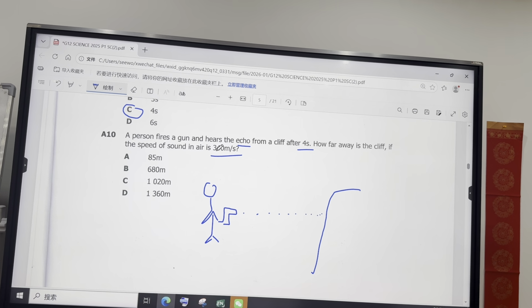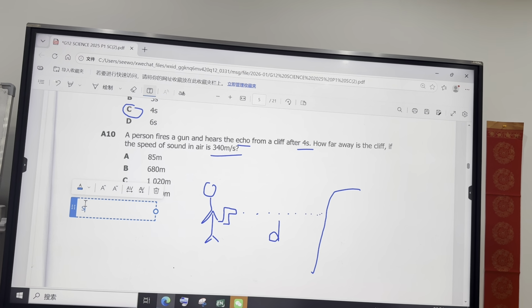They're saying they hear this echo 4 seconds later. So they fire a gun in the air, then sound is sent, then it reflects like that. The distance between the person and the cliff we're going to call D. Once this person fires the gun, sound is sent and covers the distance D, then goes back again to the person. So it covers the same distance twice. What we know usually is that speed is equal to distance over time.